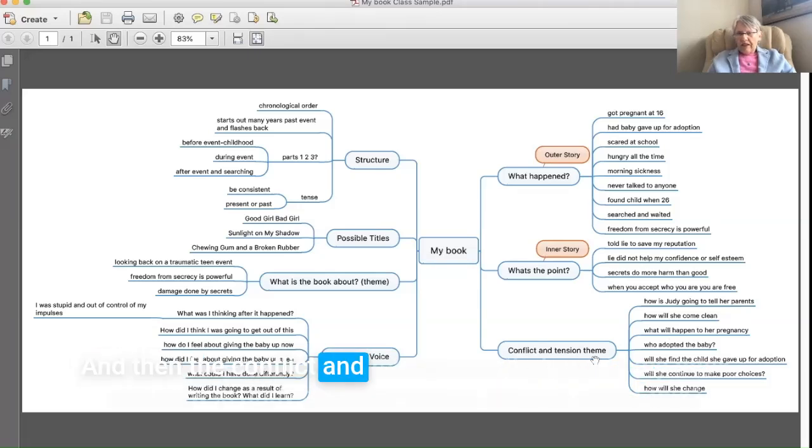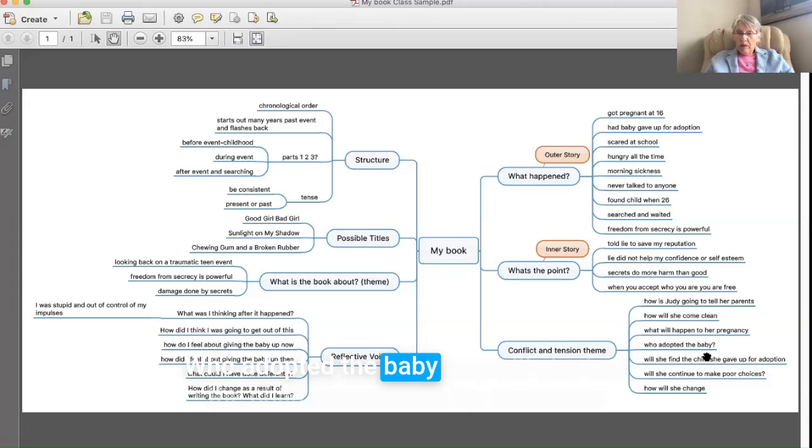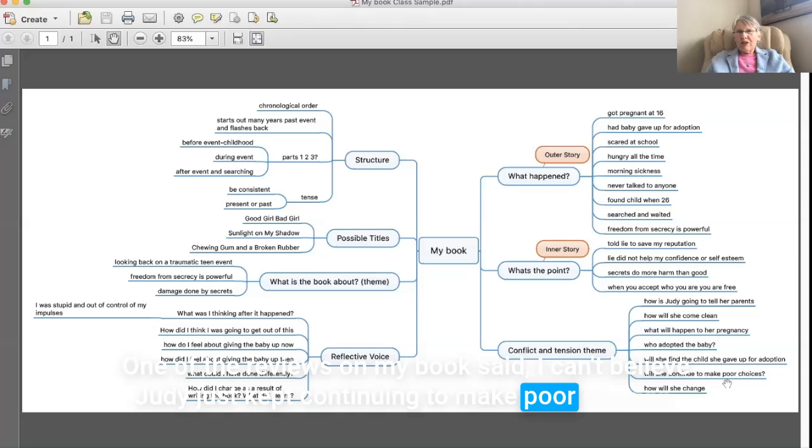And then the conflict and the tension that was in my book was, how is Judy going to tell her parents about this? How is she going to come clean? What will happen to her pregnancy? Who adopted the baby? And will she find the child she gave up for adoption? Will she continue to make poor choices? One of the reviews on my book said, I can't believe Judy just kept continuing to make poor choices. Yeah, it took me a long time to learn that. How will she change?